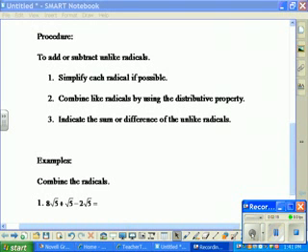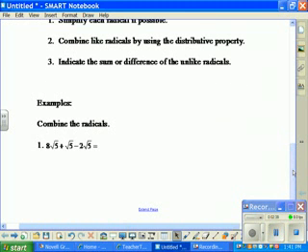Okay, so we have some steps for adding and subtracting radicals. First step, you're going to simplify each of the radicals if you can. Okay, we know how to simplify. We find the factors, we break it down, right? Second step, we can combine like radicals by using distributive property. And third step, indicate the sum or difference of unlike radicals. So let's take a look at how we actually do this.